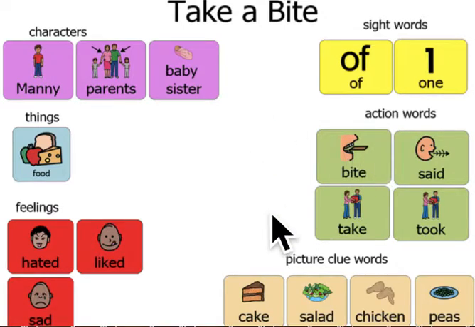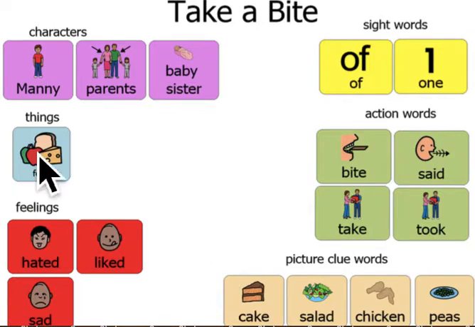Nice job. Let's move to our green boxes. These are our action words. They're things that the characters do. Touch and say bite. Touch and say said. Touch and say take. And touch and say took. Take and took mean really similar things. But one's talking about things that happen right in the present, and the other one talks about things that happen in the past. They're both here on our vocab board because both words appear a lot in the story.